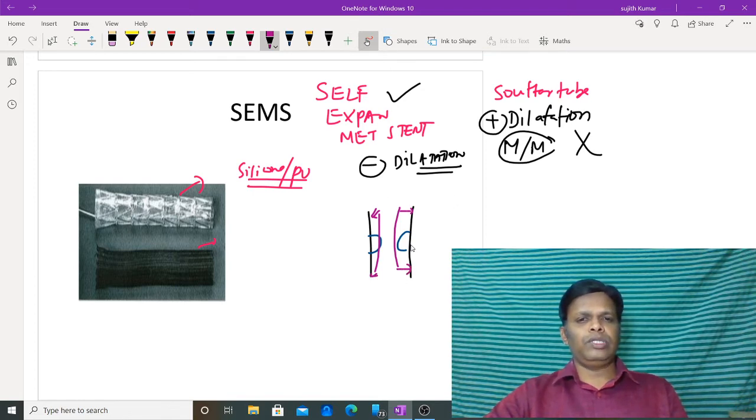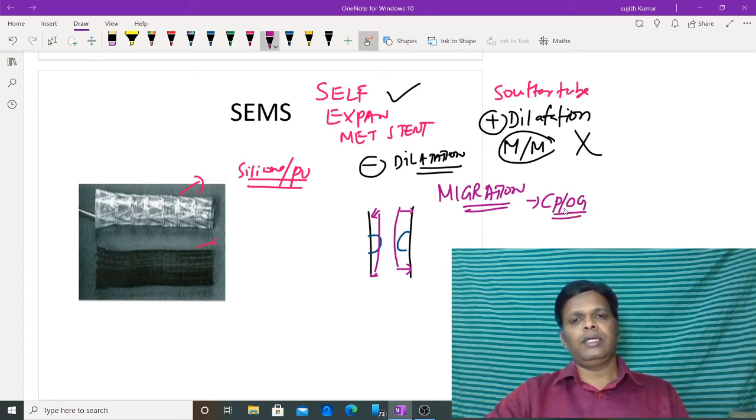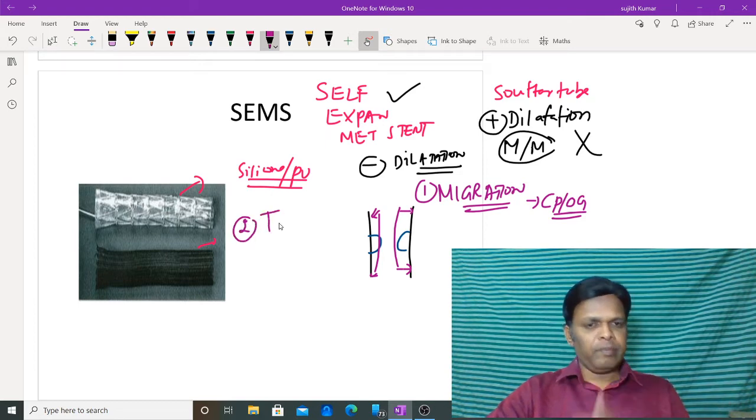But the most common complication of keeping this stent is migration, and that too particularly in cases where you are keeping it at the cricopharynx or at the level of the OG junction. At this level, there is more chance of stent migration. This is one important, most common complication. And apart from that, you will get another complication called tumor ingrowth.